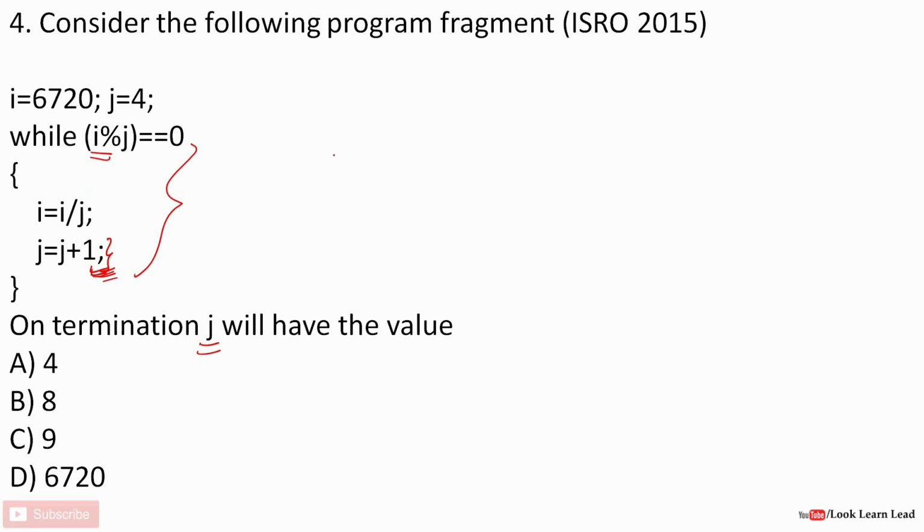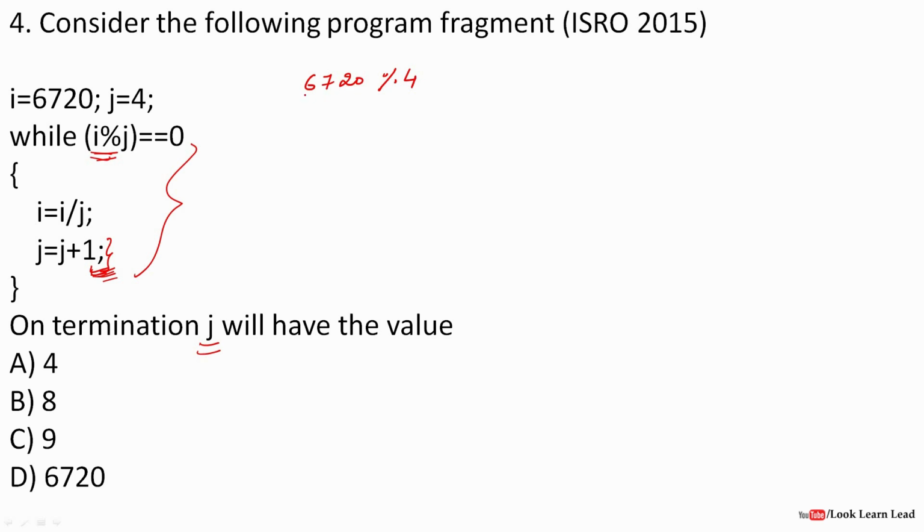So let's see now. For the first time, j is equal to 4. Instead of 0, it is initialized to 4. So the value of j would be the number of times the loop runs plus 4. So we will be initializing j to 4 only. First, we will be checking the condition, that is i mod j. i is 6720, mod j is 4.